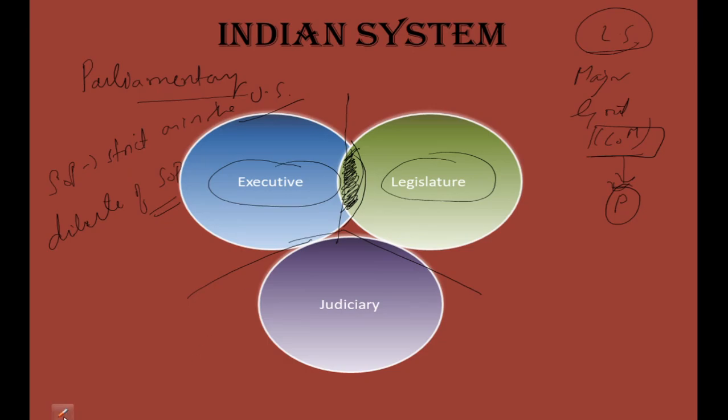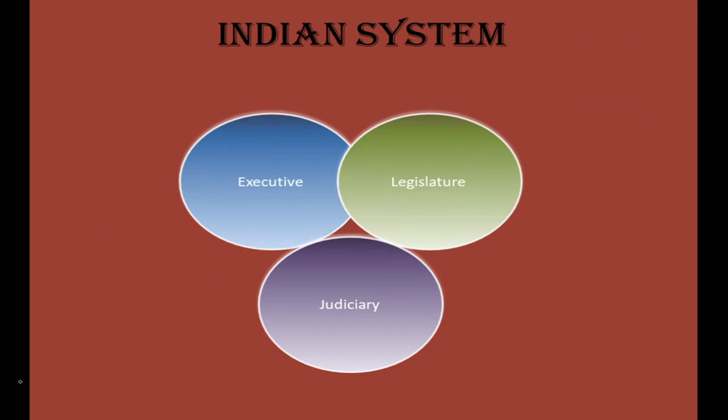Now let's examine some of the provisions in our constitution dealing with separation of power. The first one is Article 50, which says that the state will make an effort to separate the executive from the judiciary. That means the state will take effort to separate the function of the executive and the function of the judiciary.